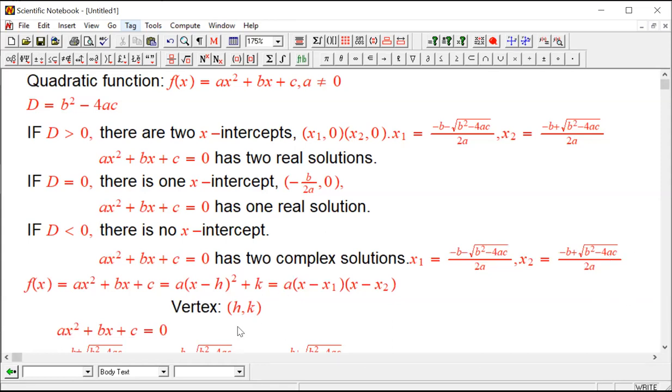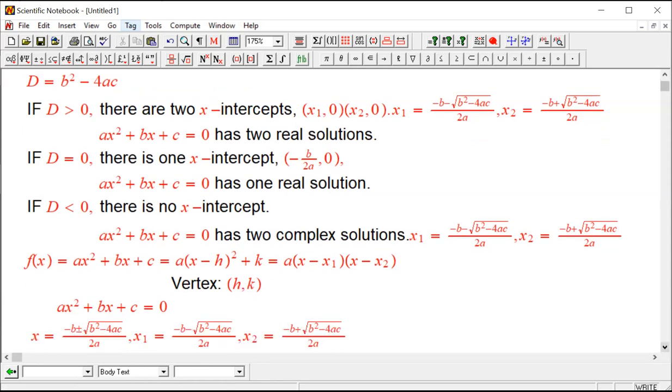In terms of completing the square, we have covered that. We're not going to repeat it here, but if you need help, please let me know. You can watch the previous recordings. If you still need help, please don't hesitate to reach out to me.